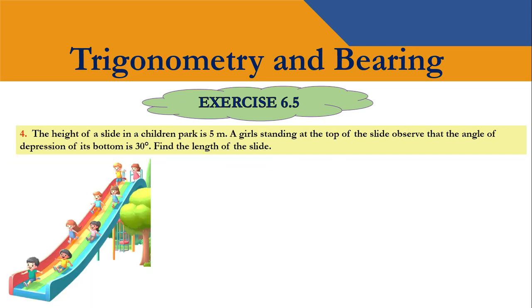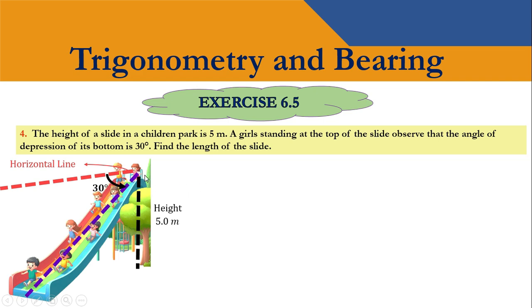The height of the slide in a children's park is 5 meter. This is the height of the slide, which is equal to 5 meter. A girl standing at the top of the slide observed that the angle of depression of its bottom is 30 degree. This is the horizontal line, and from that horizontal line the angle of depression is 30 degree towards the bottom of the slide, and this line is representing the length of the slide, which we have to find in this problem.